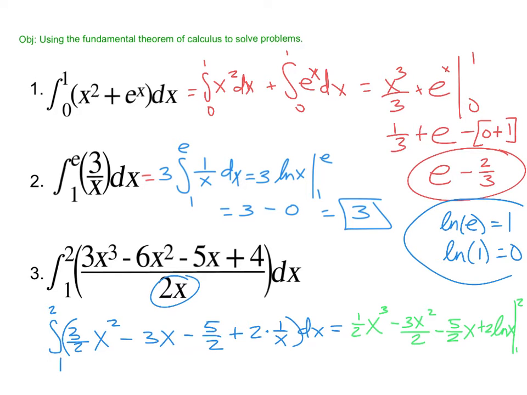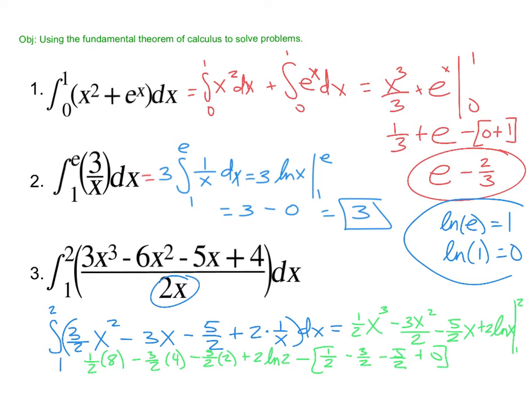All right, so I have 1/2 times 8 minus 3 over 2 times 4 minus 5 over 2 times 2 plus 2 ln of 2 minus, now I'm plugging in 1, 1/2 minus 3 over 2 minus 5 over 2, and then ln of 1 is 0.